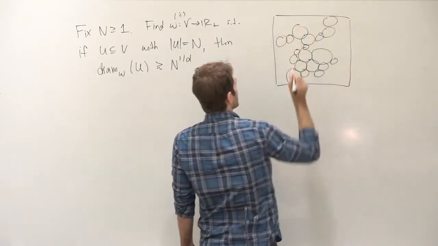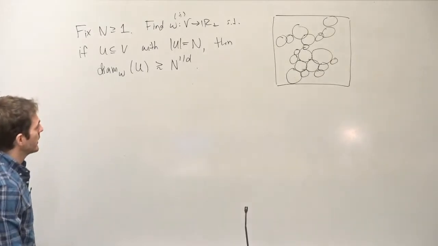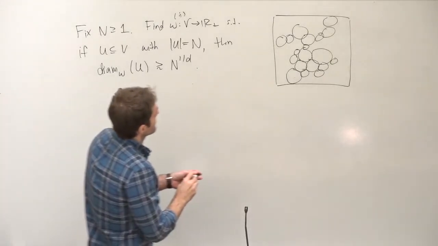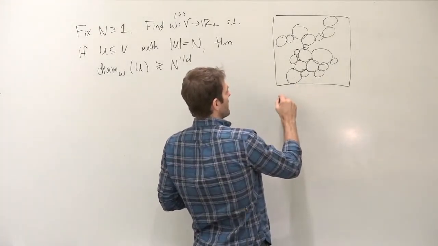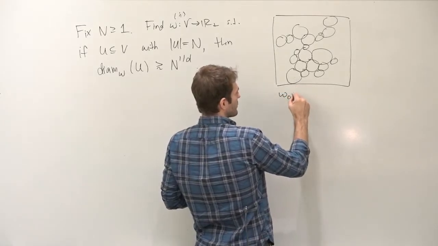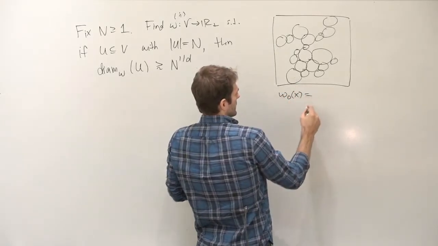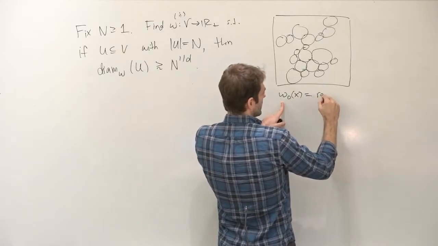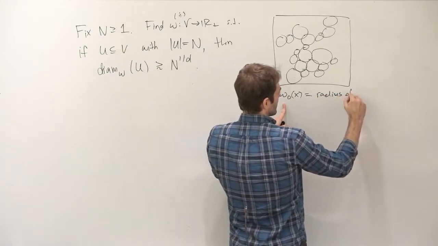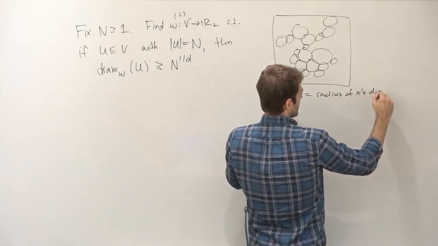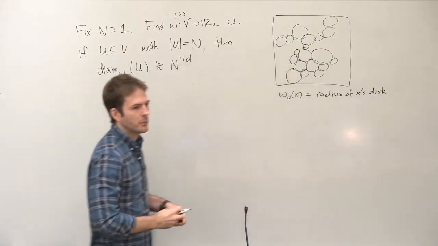Okay, there's a graph packed in the unit square. This gives us a sort of base conformal weight, which is the very natural one. The weight of a vertex is just the radius of its disk. That's the weight we start with.